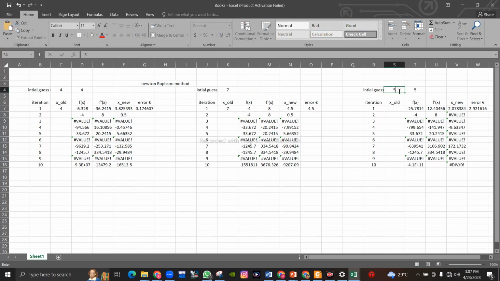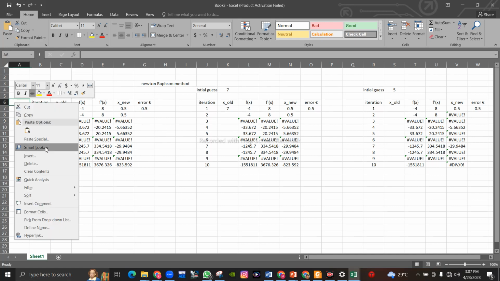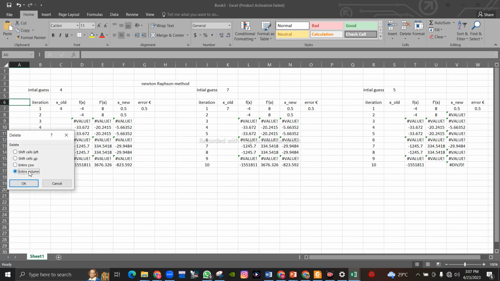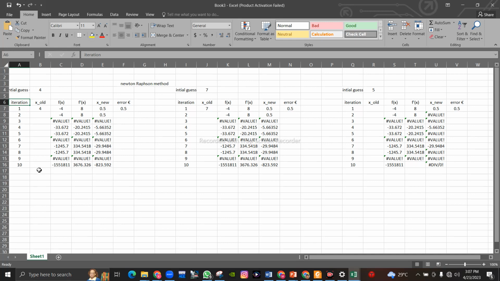Five. We are going to change out the formula, don't worry. Let me see what we can do. Can we remove this space here? Delete entire column. And good. So starting from here, it ends there.